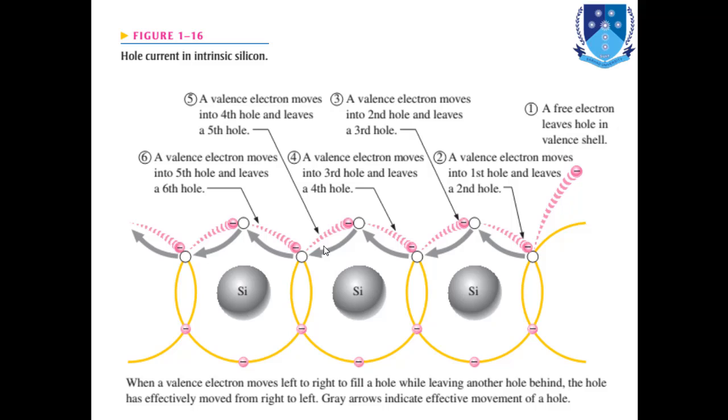Actually, the valence band electrons move from one place to another, but effectively it seems that a hole is also moving from right to left, as shown by the gray arrows. This effective movement of the hole is known as hole current.